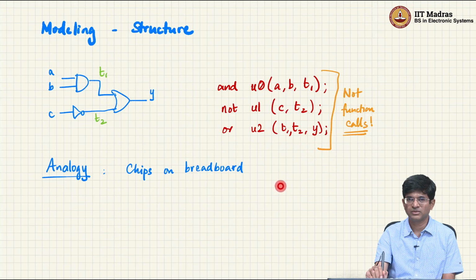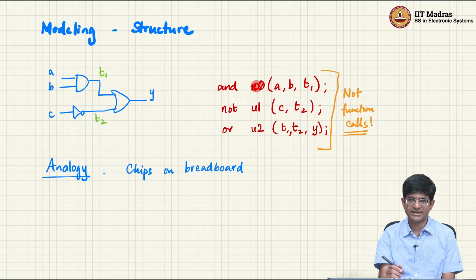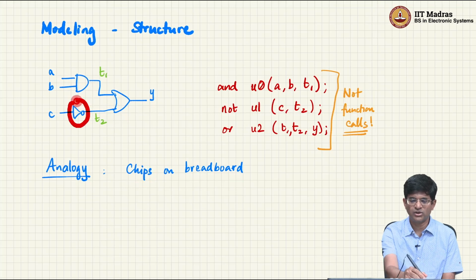A very important thing to keep in mind over here is, even though this looks superficially as though you are calling functions or calling AND gates in a C-like program, these are not function calls. What this corresponds to is separate instances of the AND gate, the NOT gate and the OR gate, and the better analogy rather than thinking in terms of function calls is to say these are like chips on a breadboard. I am actually taking an AND gate and putting it somewhere on a breadboard. I am taking an inverter and putting it on the breadboard.